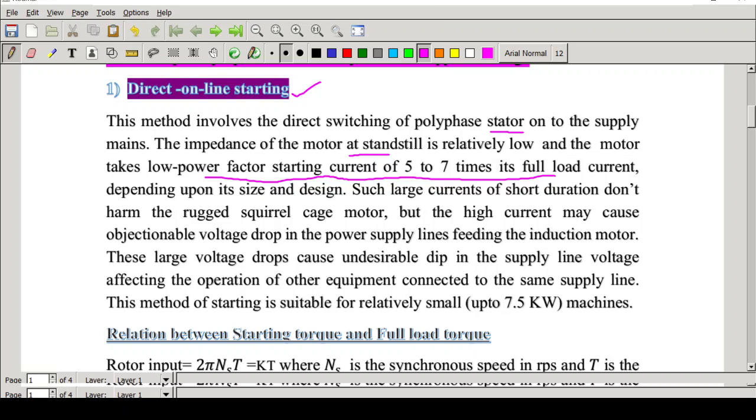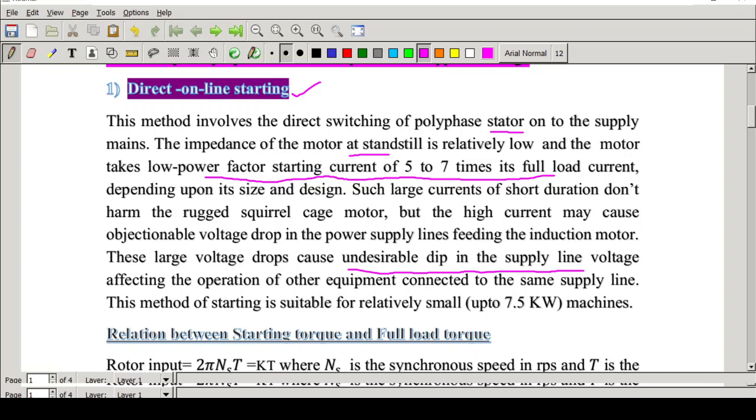There is a problem. This high starting current will affect the other equipments which are connected in the supply line. It is not only the induction motor that is connected to the 3-phase AC supply, there are other equipments also connected. So due to this high starting current, there will be some voltage drop in the supply lines, and this will cause an undesirable dip in the supply line voltage. So this is the issue.